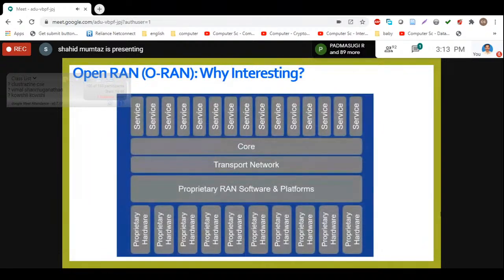I'll just give you a simple example so you can understand very clearly what is happening. On the top of the stack, different services are running, which can be Facebook, WhatsApp, Skype, and then you have a core part. The core part is where you do most of your NFV, SDN kind of work, and then you have a transport, which I explained in the first slide, fiber and optics, and then you have proprietary RAN software and programs. So this is the typical 4G and 5G network where everything belongs to some operator, and down below you have the hardware. The proprietary hardware means base station 1, base station 2, base station 3. On top of them is different software running, which also belongs to some vendors.